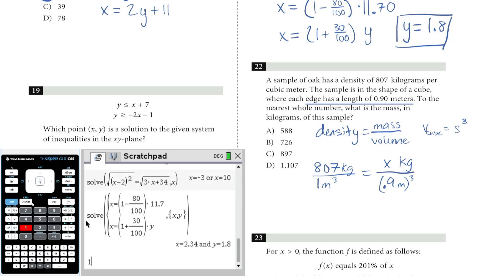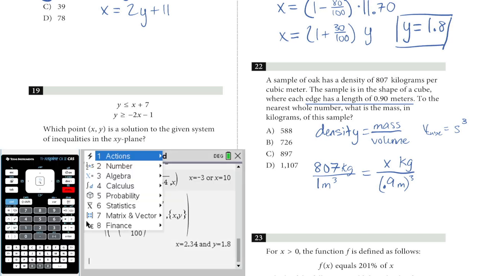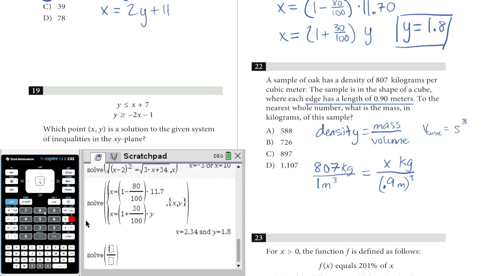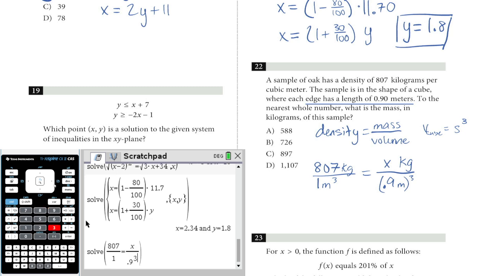So again, I can pull up my calculator. I'm going to do menu 3, 1. And we'll do control divide. I'll even put 807 over 1. I actually wouldn't do this, but just so you can kind of see, I'm just typing it in how it is, other than I'm not putting the units. So then it's control divide again, X over 0.9, and I'm just not going to put the meters cubed because that's just meters, comma, X.